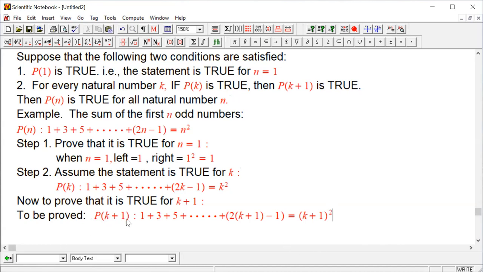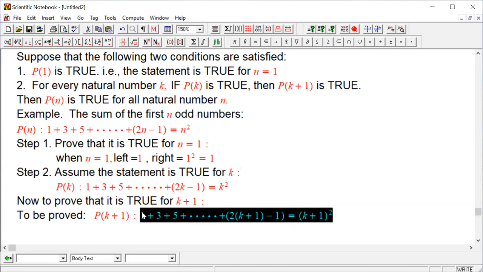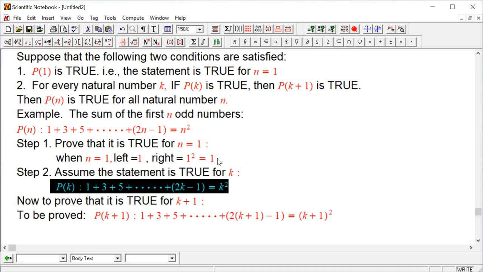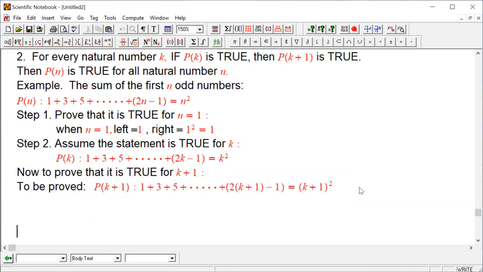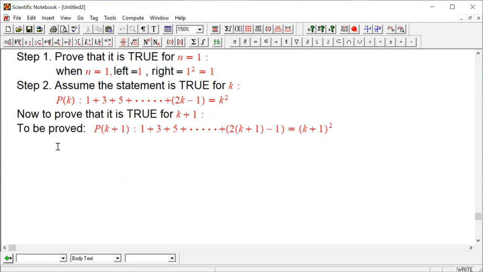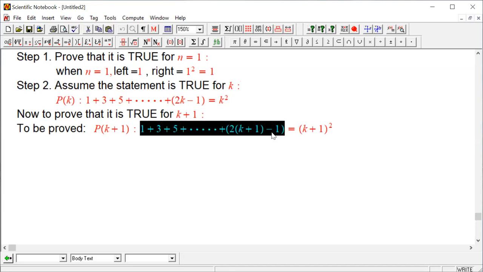So the case for k plus 1 is 1 plus 3 and so on, up to the (k+1)th odd number. That's how we express the first, the second, third, and the (k+1)th, and that's 2 times (k+1) minus 1. We want to prove that this is true. So this is to be proved from this assumption, and the first case is already proved true. Now, once we have identified what is to be proved, we're going to take the left-hand side.